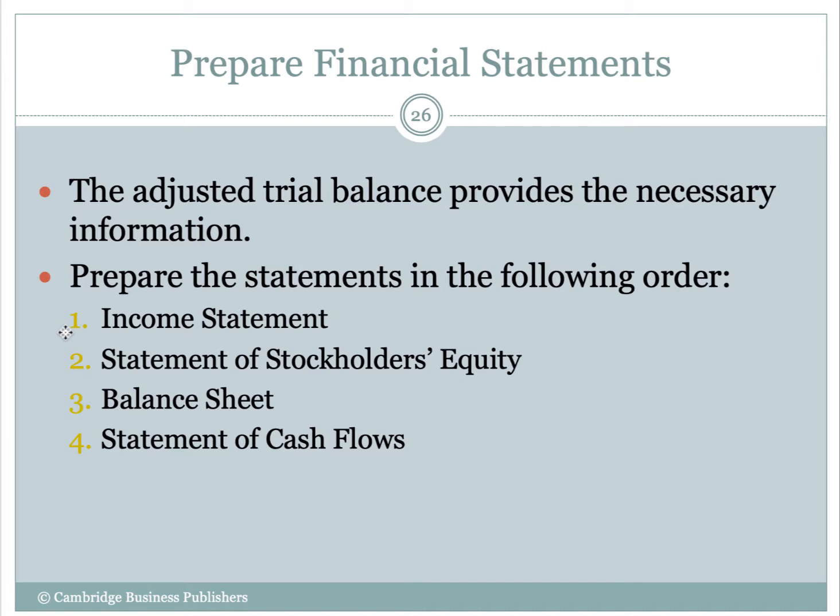So if you'll notice on the slide here, we have our four financial statements: income statement, statement of owner's equity, balance sheet, and statement of cash flow. These are the order in which you need to prepare them. Income statement is always first, statement of owner's equity always second, balance sheet always third, and then finally the statement of cash flow comes last. There's a reason why we have to prepare them in order.